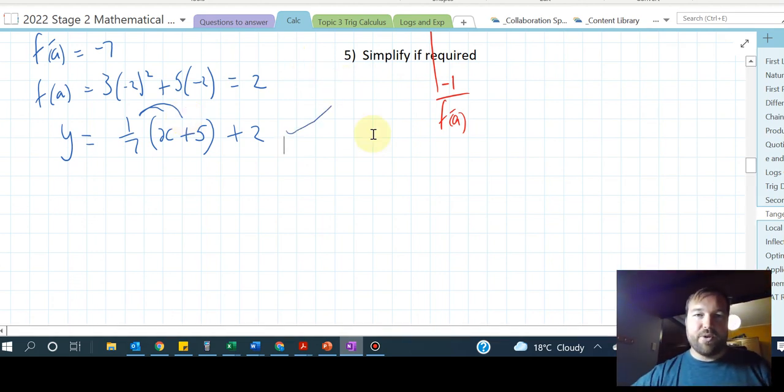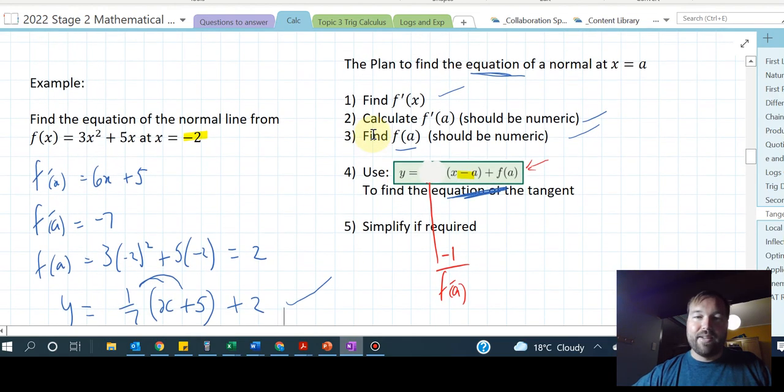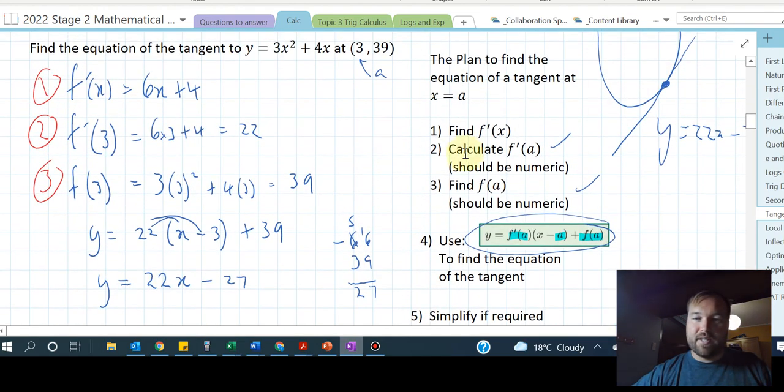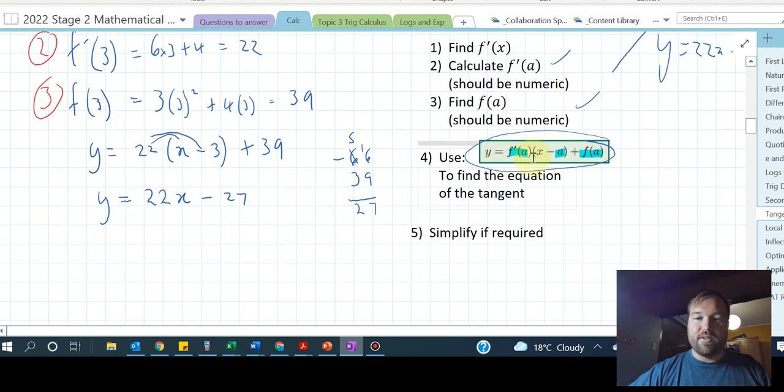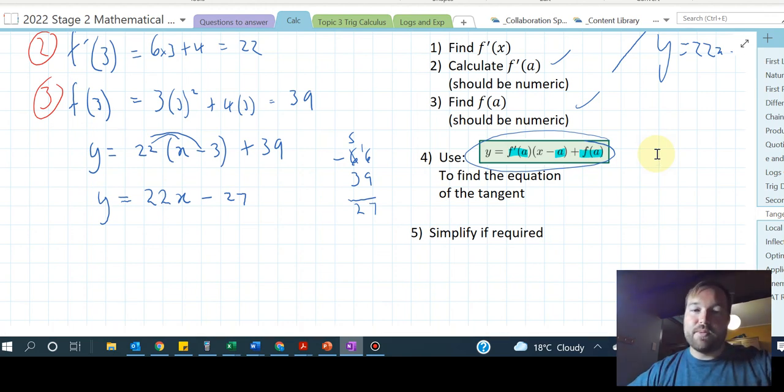All right, so please have notes on the plan. The plan for each of these is f dash x, f dash a, f of a, you should have a pair of numbers, then use this trick to find y equals, and that will be the equation of the tangent. The problems will get more involved, but this is the fundamental starting point. All right, so if you have these notes, it's an excellent place to start for class. Thank you very much.